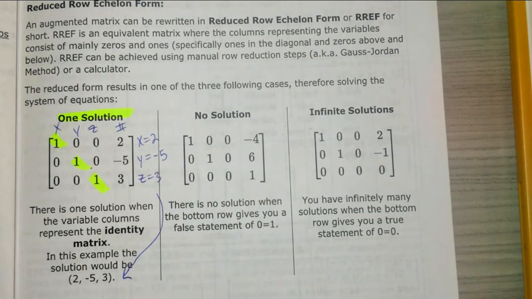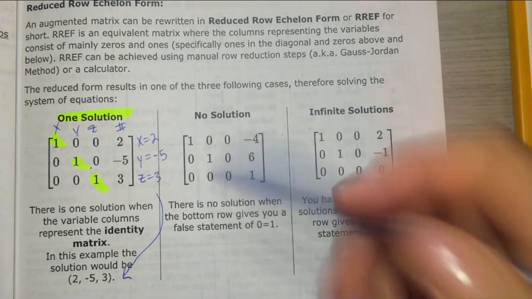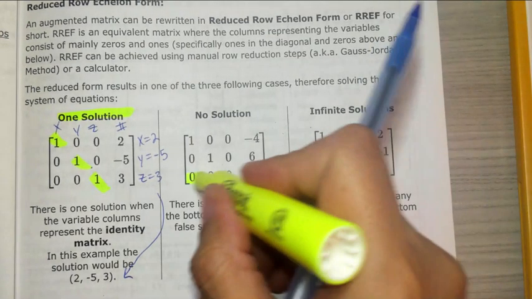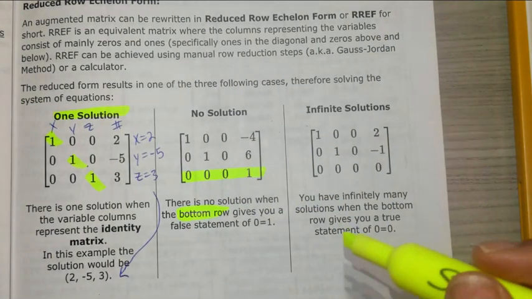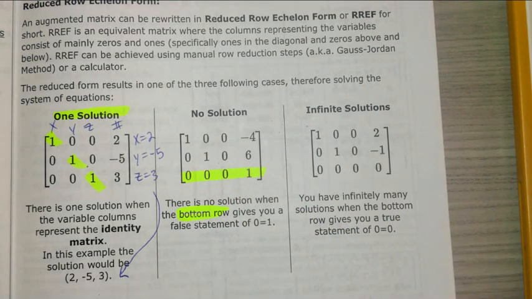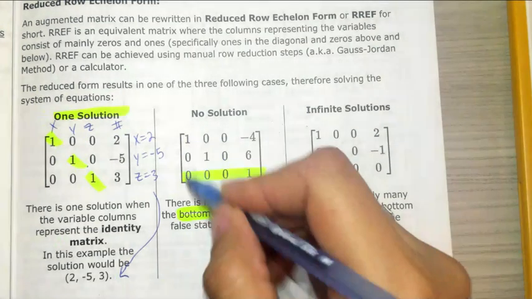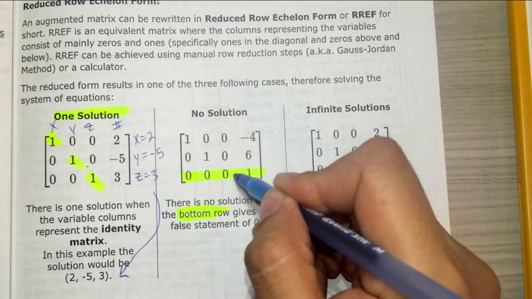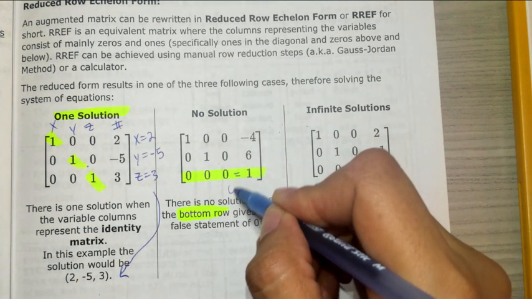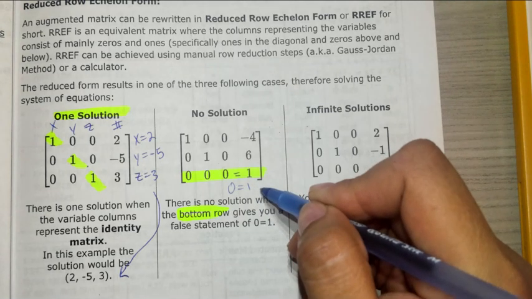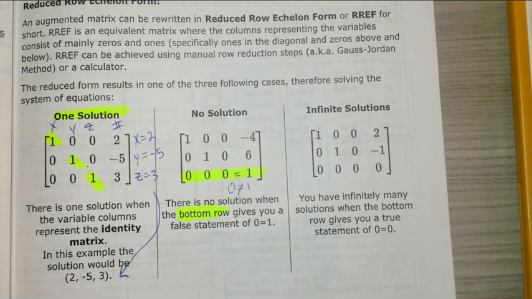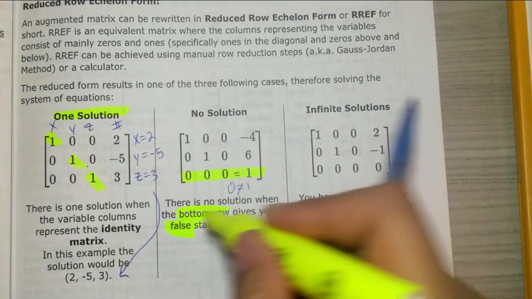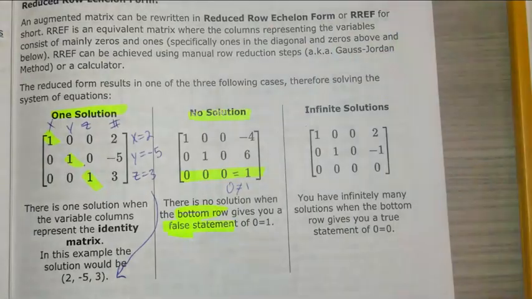The other way that you're going to get answers is by seeing zeros all the way across in the bottom row. The bottom row gives you those zeros all the way, and it's creating a statement because there's no x, y, or z here. So it's just the statement saying 0 equals 1. It's a true or false statement, and 0 is not equal to 1. So when that is a false statement, you end up with no solution.